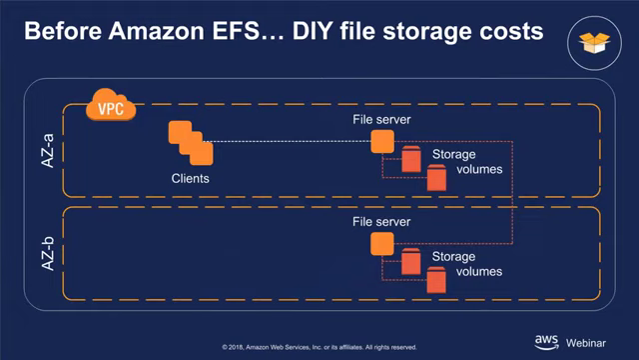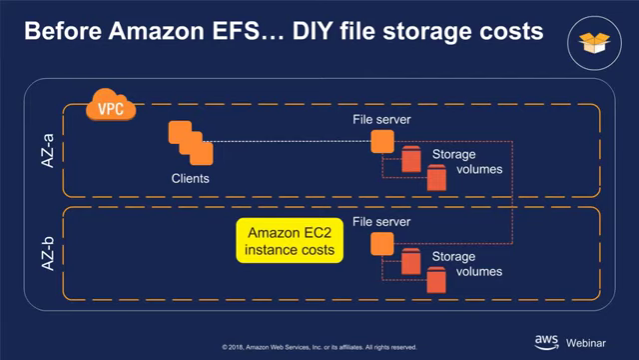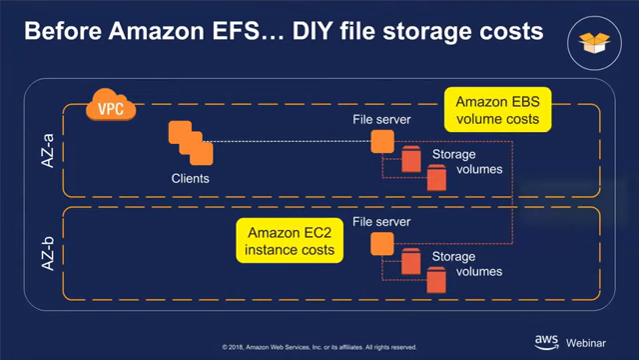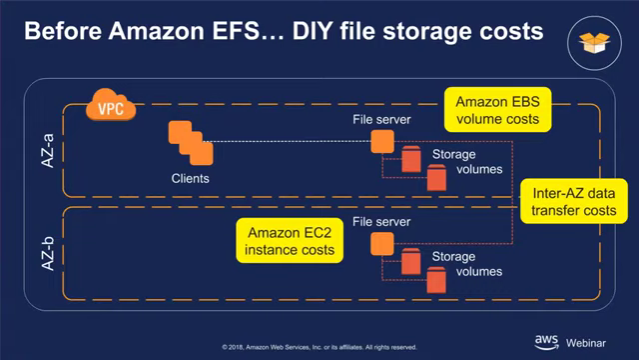So remember the do-it-yourself setup we talked about before. Keep in mind the various costs that exist. You'll have to pay separately for compute with EC2. You'll have costs for EBS volumes for storage. And of course, you'll have inter-AZ costs so you can have high availability. And then, of course, there's any software licensing and maintenance costs.